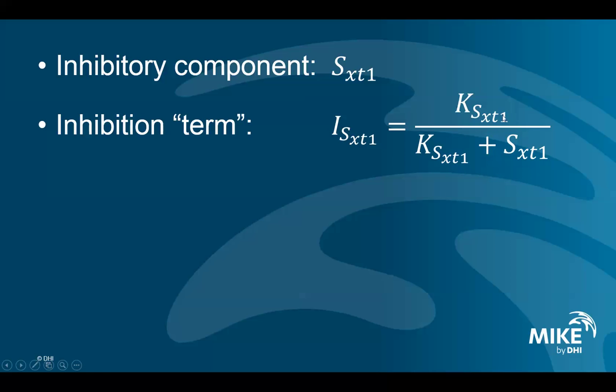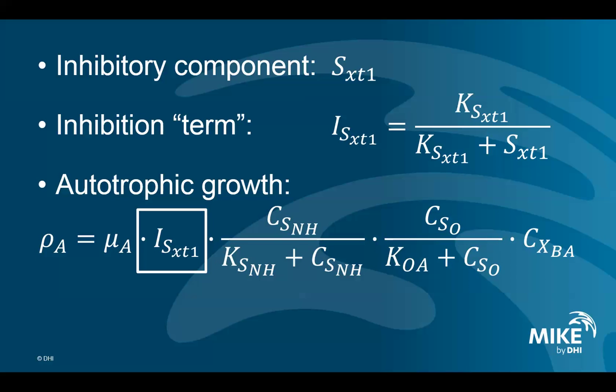ISXT1, function of the concentration of this inhibitory component and this K factor, and therefore I will need to define an additional parameter K. And lastly, I will modify the aerobic growth of autotrophic biomass rate equation by adding this factor, this inhibition term, as a factor inside the original rate equation.